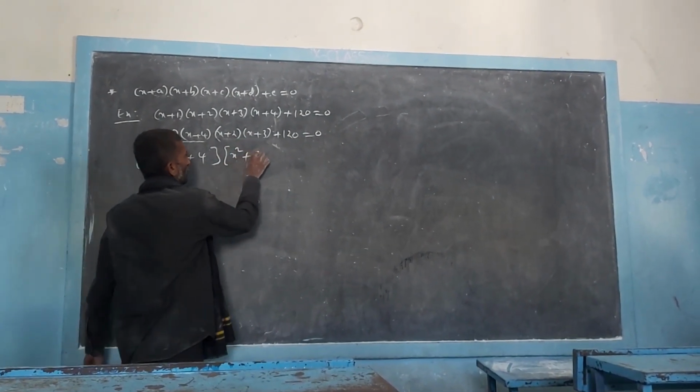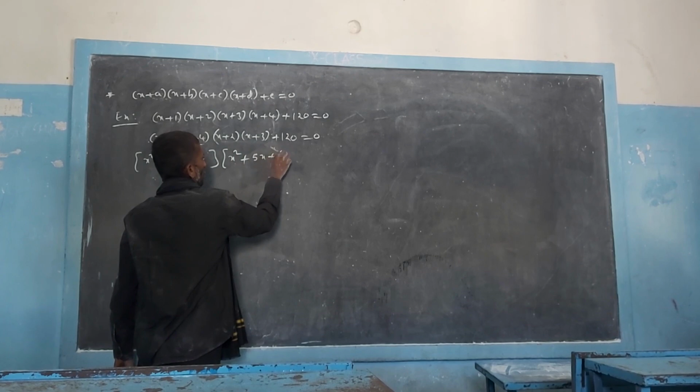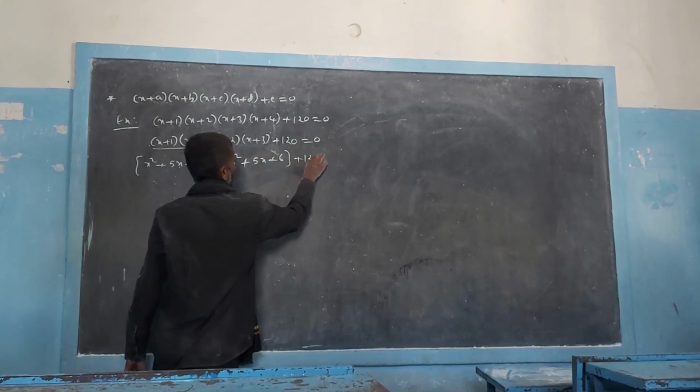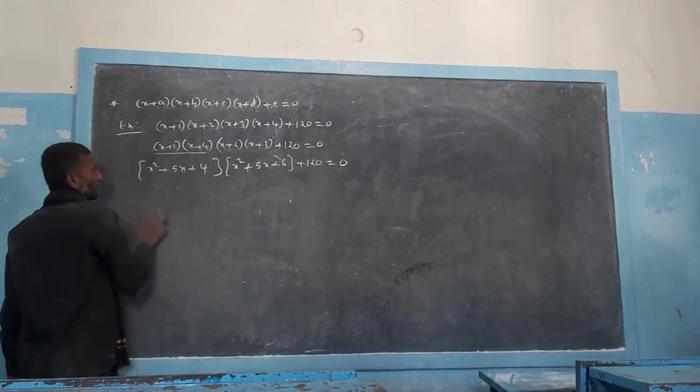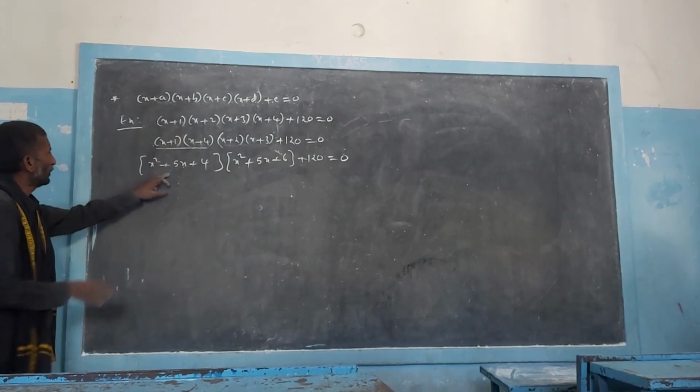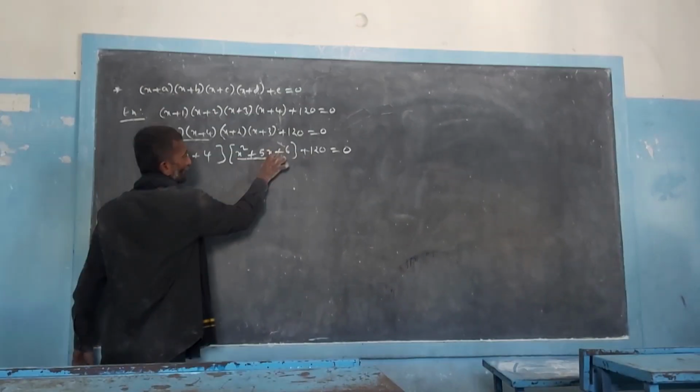Total it is 5 plus 1 is 6, and the last one it is 100. If I write like that, then you get that both the terms are the same.